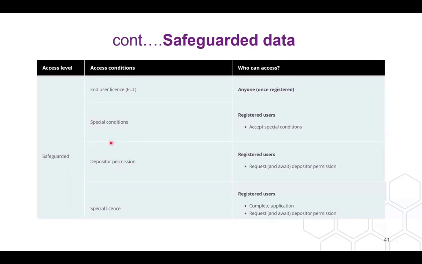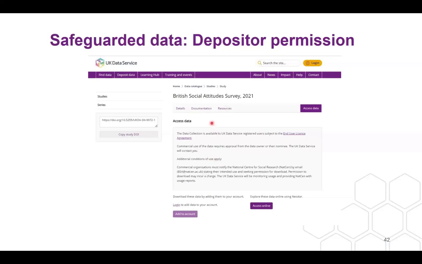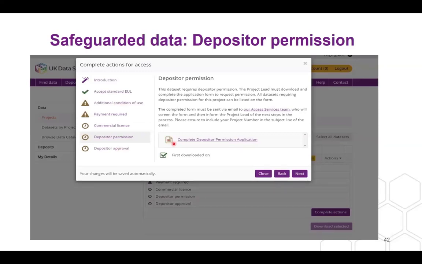So let's move on to another case: a safeguarded data set that needs the permission of the depositor before I can be given access. What will we do in that case? We will use the same data set we just saw, but instead of adding it to a non-commercial project, I will add it to a commercial project, which means that I need approval from the data owner. If I create a commercial project and I assign the data set to my commercial project, my workflow will look like this. So you see, this is different. I'm a registered user. I have accepted the end user license. I can tick the box for the additional condition of use, but I have further steps.